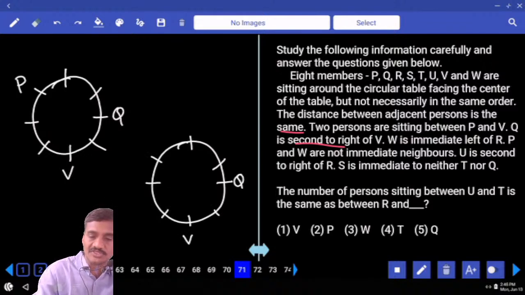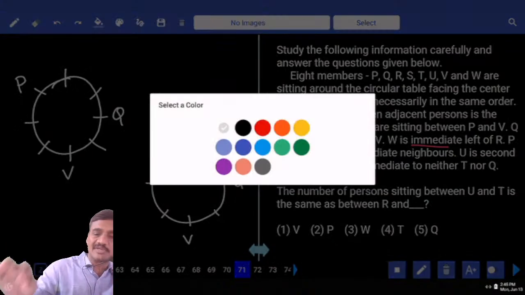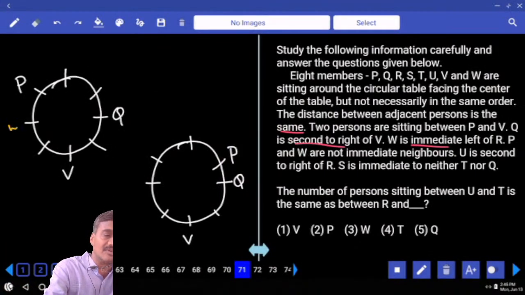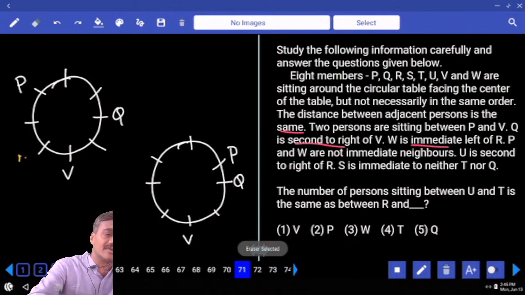V is here, Q is here, 2 persons between P and V. And in the second case, P is to the immediate right hand side of Q. And W is to the immediate left of R. Tell me how many possibilities we have. W and R, this is one such a possibility, isn't it? And P and W are not immediate neighbors. Now here in this case, P and W are immediate, hence that case is ruled out. Hence we cannot have W and R.